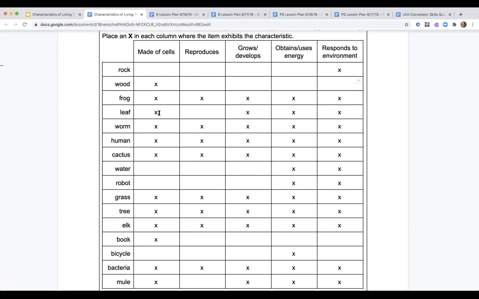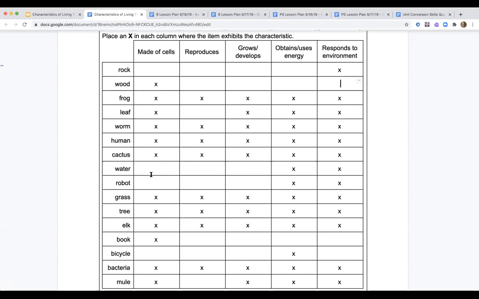A leaf is a portion of a living organism, but it's not the organism itself. So for me, it is made of cells. It does grow and develop. It does obtain and use energy, and it does respond to the environment, but it doesn't reproduce. The tree will reproduce, but not the leaf. Worms, living things, all 5 checked. Humans, all 5. Cactus, all 5.